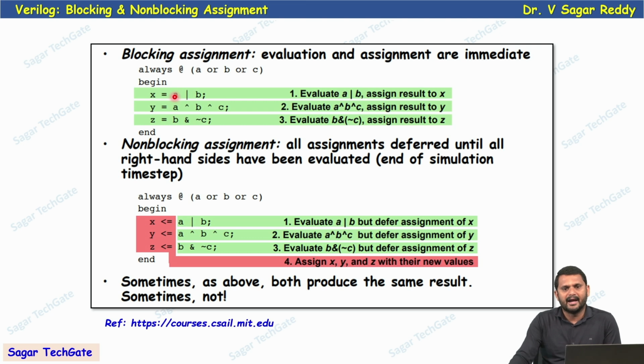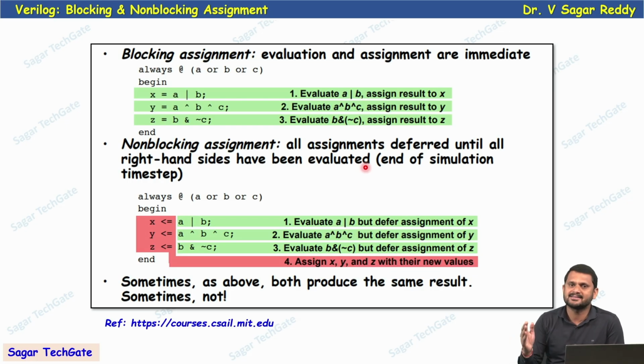Here it evaluates this expression a or b and assigns the result to x immediately. After that only it goes to this statement. Here it evaluates this expression x or b or c and assigns the result to y. In this case, it evaluates this expression and then assigns to z. One by one it will execute. It blocks until completion of this statement. This statement blocks the next statement until completion of this assignment.